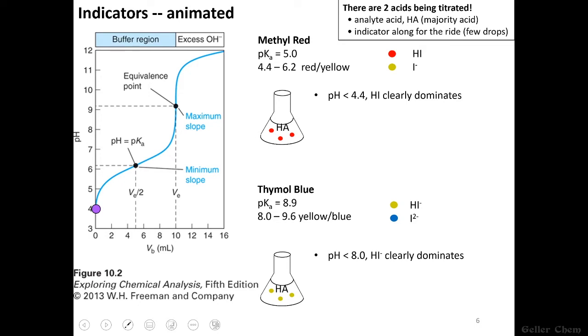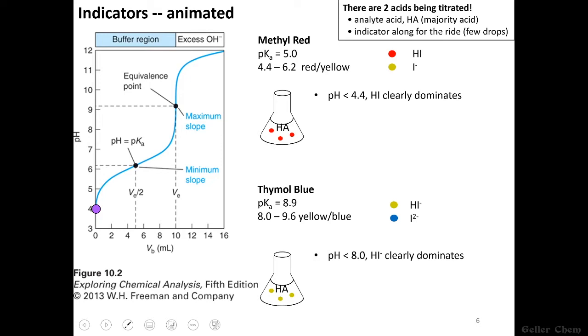Similarly, with thymol blue, its pKa is at 8.9, so its transition range is around that pKa value. Between 8.0 to 9.6, we will see a mix of yellow and blue species. But if our pH is below 8.0, we'll have this yellow acidic form, and if we get above 9.6, we'll be in this fully blue basic form. But in between, we'll just get darker and darker shades of green as we transition from yellow to blue.